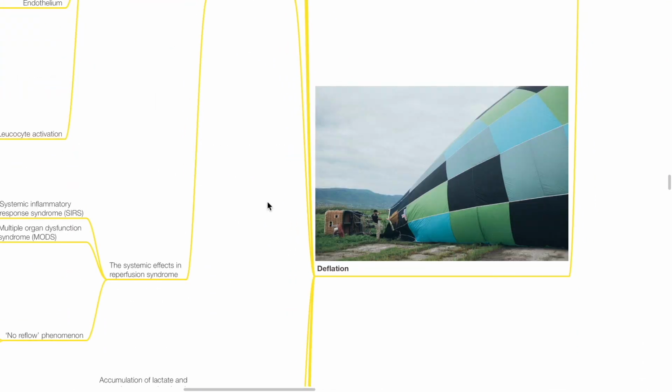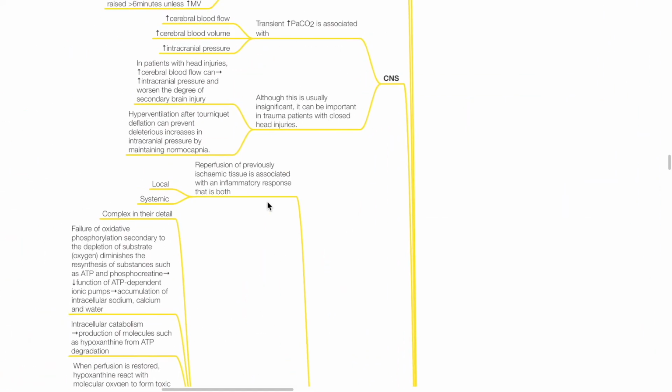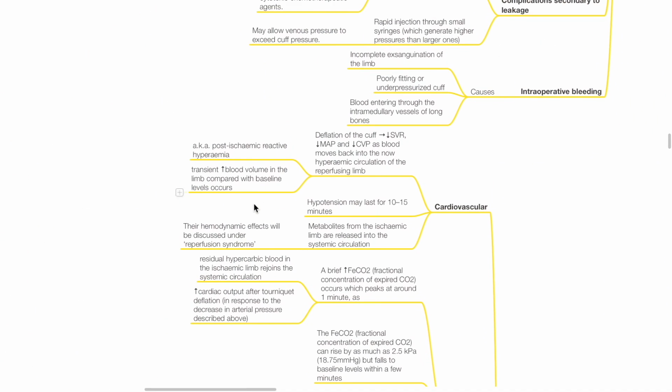Systemic effects during tourniquet deflation. Cardiovascular effects. During deflation of the cuff, there is reduction in SVR, MAP, and CVP as blood moves back into the now hyperemic circulation of the reperfusing limb. Post-ischemic reactive hyperemia occurs. There is transient increase in blood volume in the limb compared with baseline levels. Hypotension may last for 10 to 15 minutes.